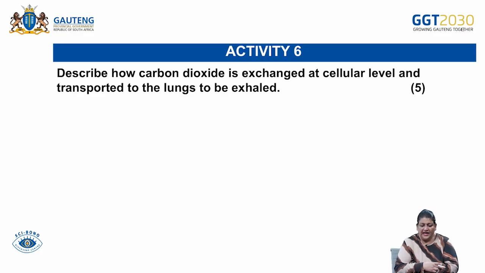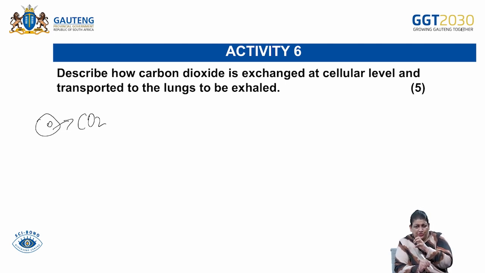All right. Now, describe how carbon dioxide is exchanged at cellular level and then transported to the lungs to be exhaled. So, what are you going to talk about there, learners? You're going to talk about the cell after respiration. It's going to release what? CO2. The CO2 is going to be carried in the form of sodium bicarbonate in the blood. Then that is going to be called deoxygenated blood.